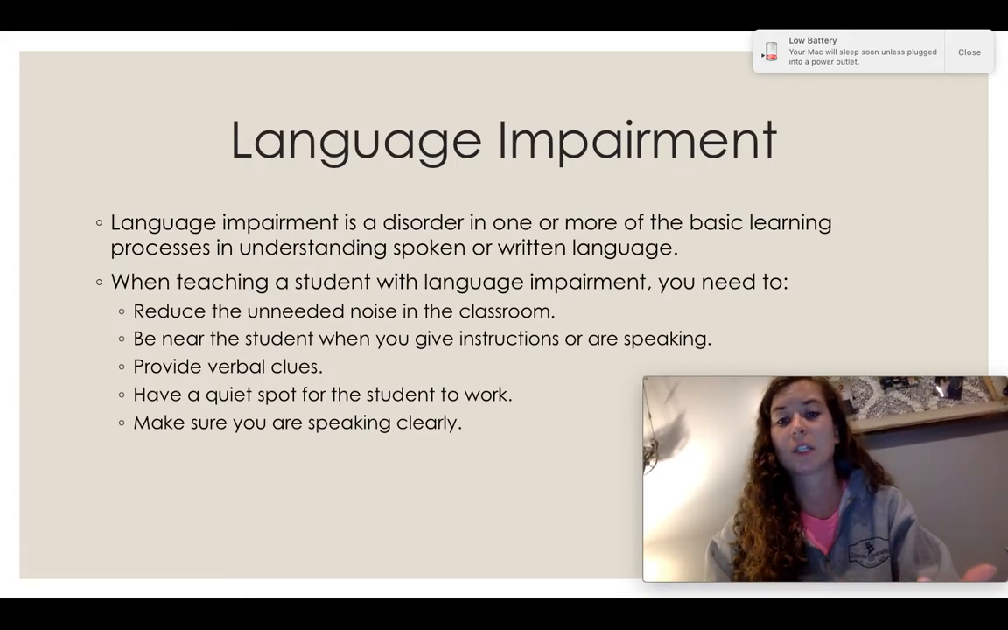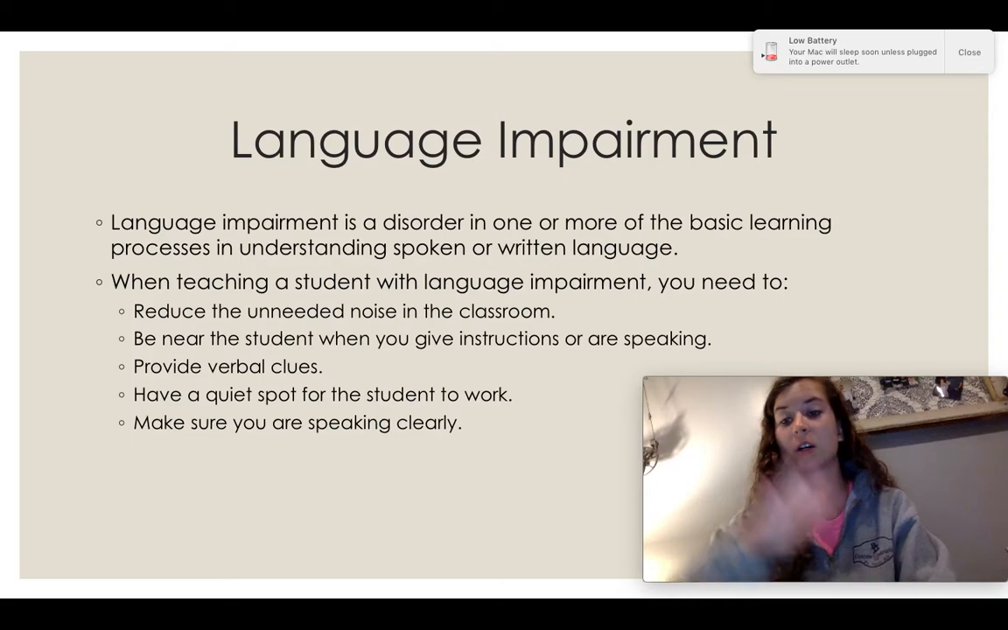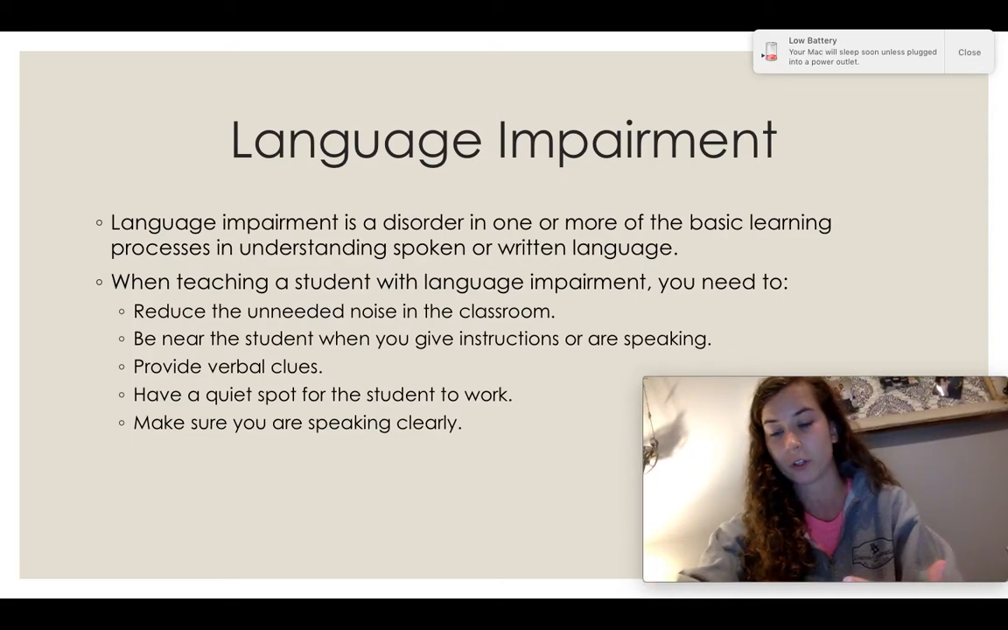Language impairment is a disorder in one or more of the basic learning processes in understanding spoken or written language. So, when teaching a student with language impairment, you need to reduce the unneeded noise in the classroom. Make sure there's no extra background noise. Make sure that the classroom is quiet as can be, when expected. Be near to the student when you give instructions or when you're speaking. So make sure they're not sitting in the back of the classroom while you're in the front.